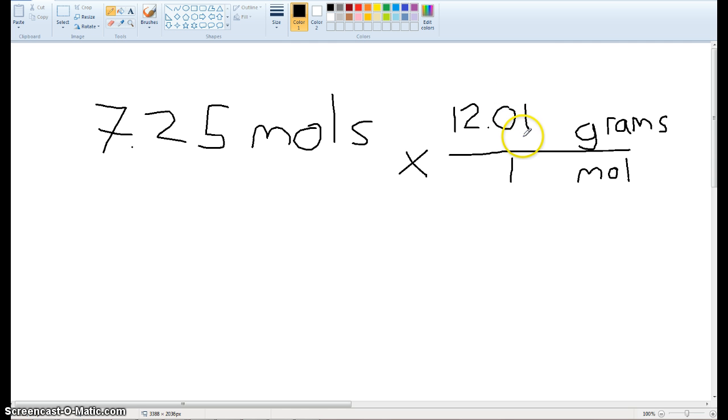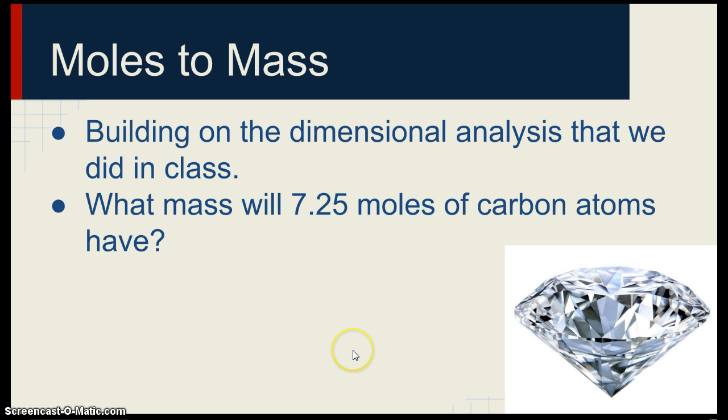12.01. Okay, so then we'll multiply these together. Remember, we can always assume that there is a 1 underneath here. And so moles will cancel, and we're left with grams, which is what we wanted. So with a bit of calculation, take just a second and do that. You should get 87.1 grams. And it's as simple as that, going from moles to mass. We'll play around with those some more in class next time.